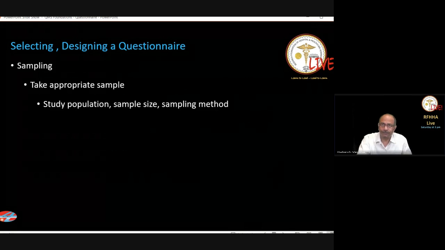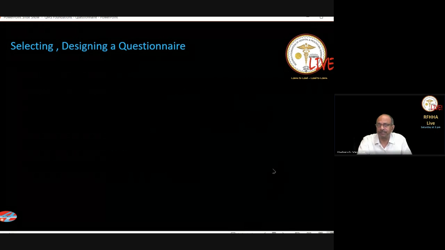We need to figure out what is the sample that should be taken. So an appropriate sample is required. We need to know the study population, the sample size, and the sampling method that we have used.